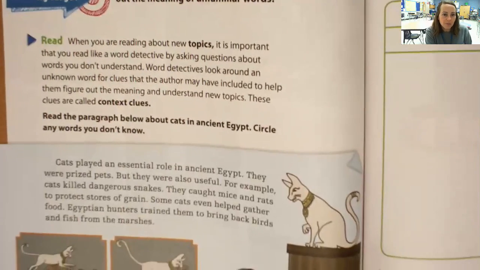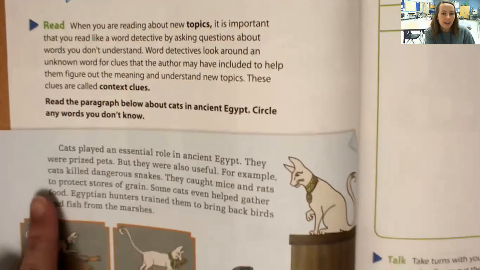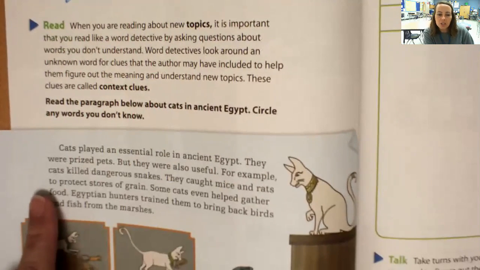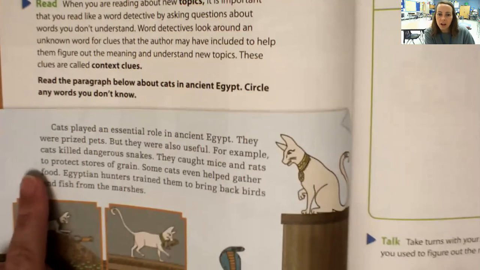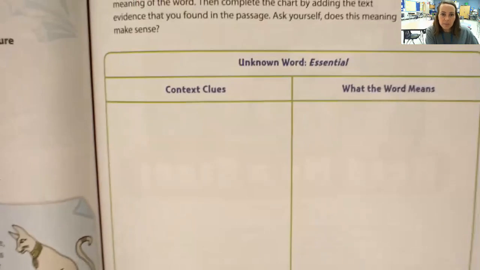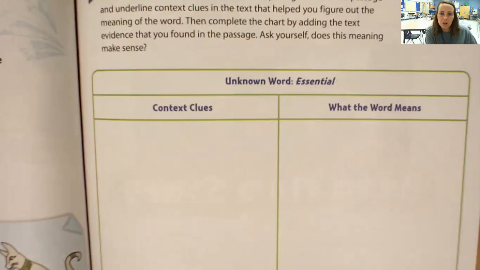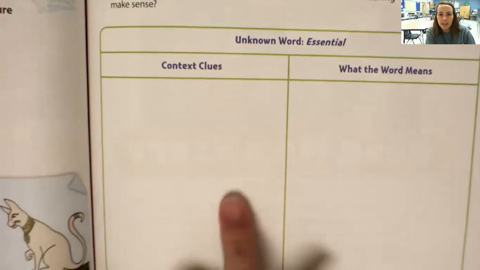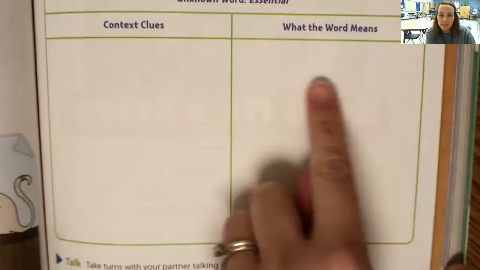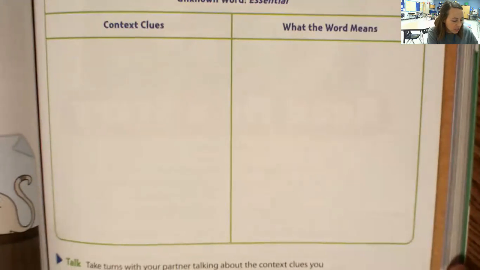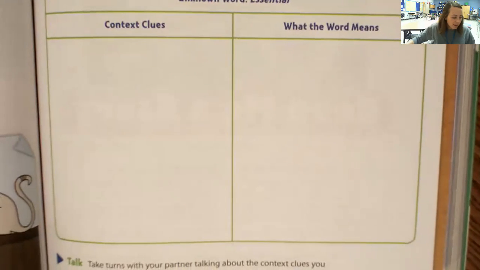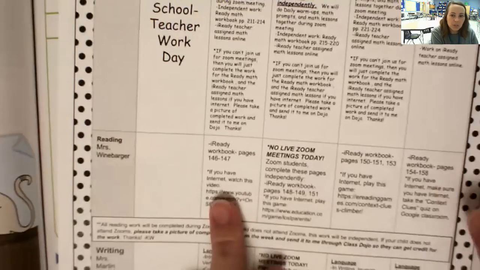Okay, so you're going to be reading this little section here. It's going to ask you to circle any words that you do not know as you're reading. And then over here, you're going to be trying to figure out the meaning of the word essential in the text. Okay, so you're going to write down any context clues that help you figure out what essential means, and then you're going to write what you think the definition of essential is. Okay, so that's all you have to do for Tuesday.